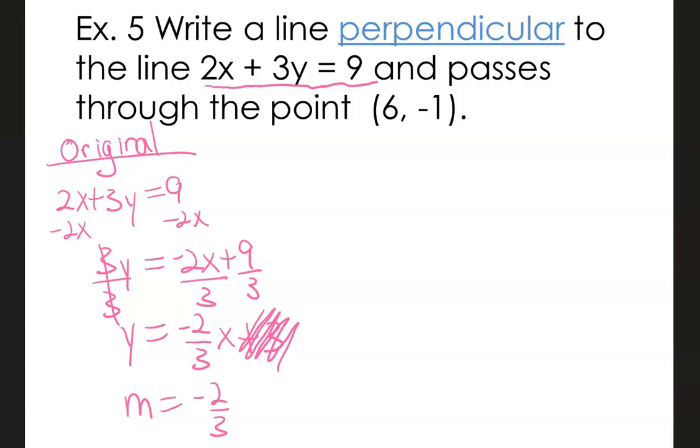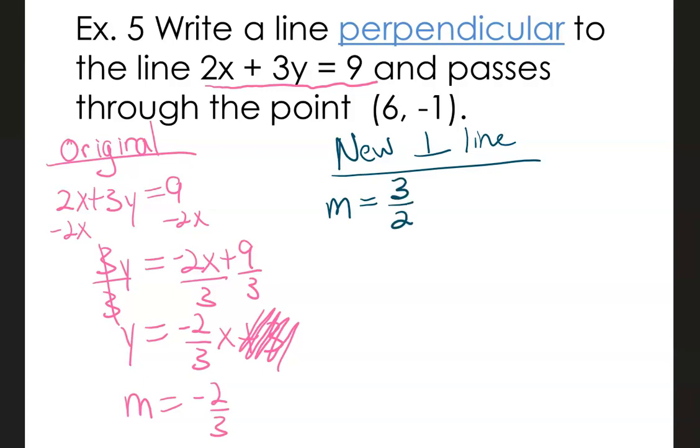Now, to create our new, perpendicular line, we need to change that negative 2/3 slope to the opposite reciprocal. So opposite is going to make it positive, reciprocal is going to make it 3/2. So from here, now we have the slope, and the only other piece we need to write our line is that point right there, 6, -1.